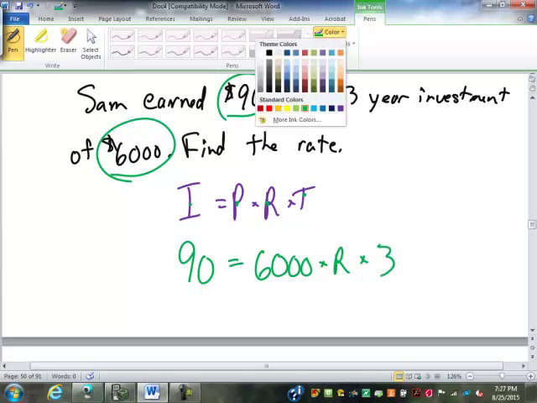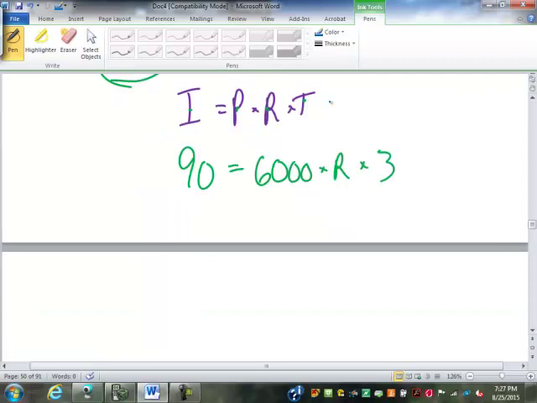So to solve this, we're going to start out by combining again what we can combine.